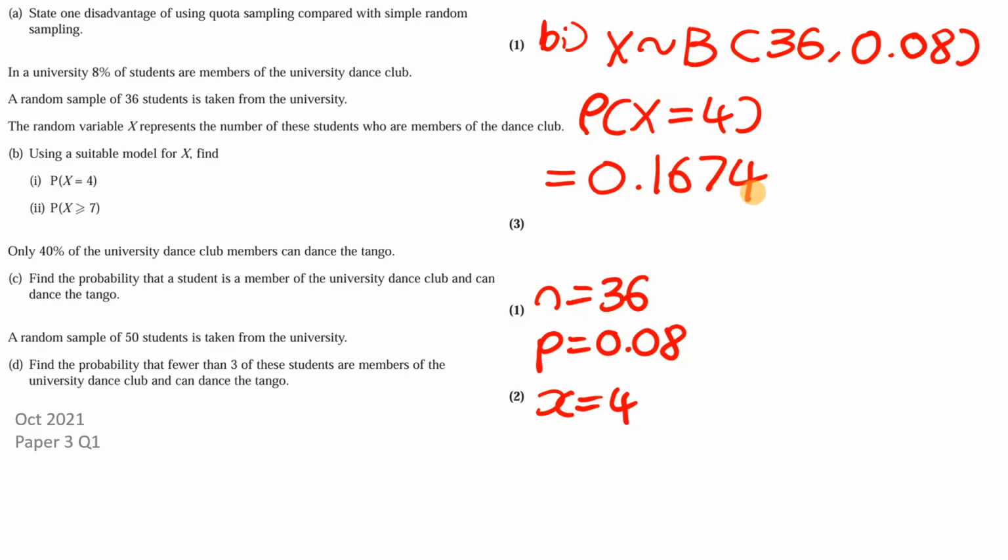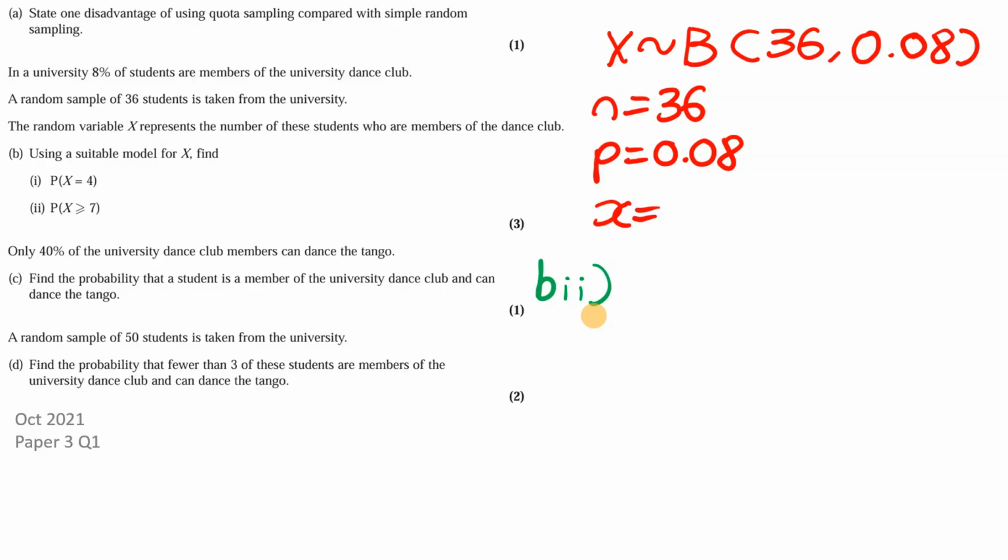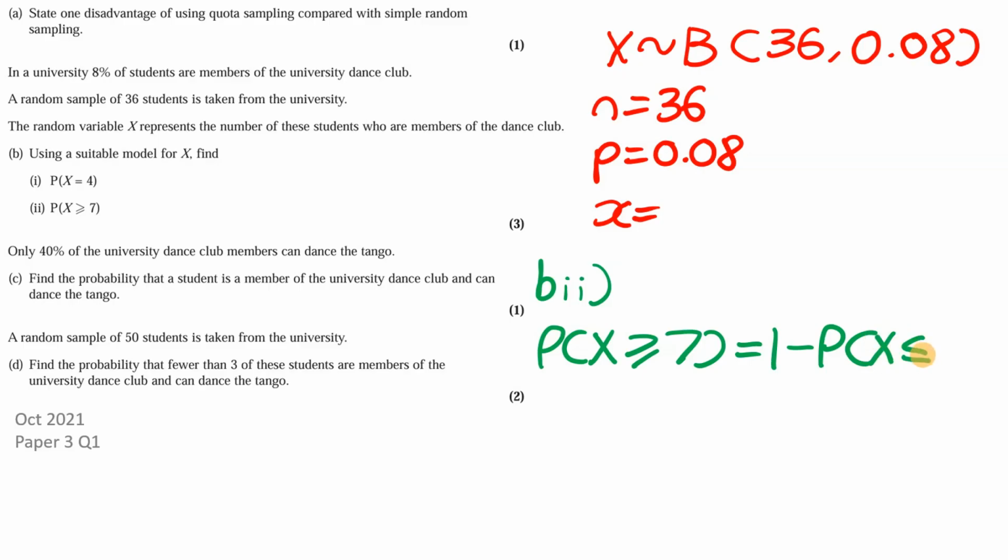0.1674. Okay, and then for the second part of B, we need to find the probability that x is bigger than or equal to 7. Okay, so the probability that x is bigger than or equal to 7 is equal to 1 minus the probability that x is smaller than or equal to 6.